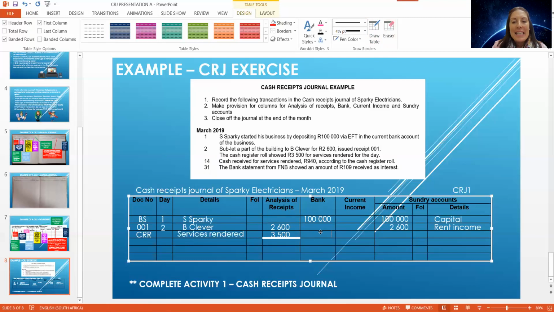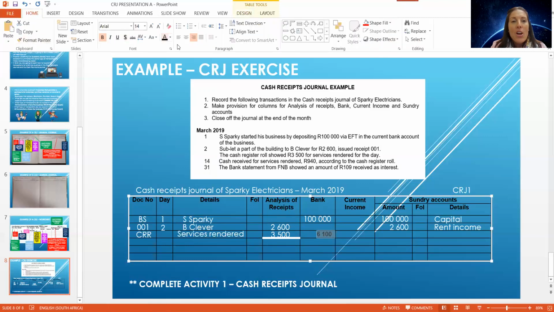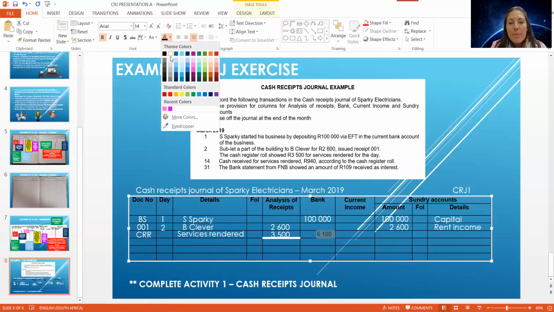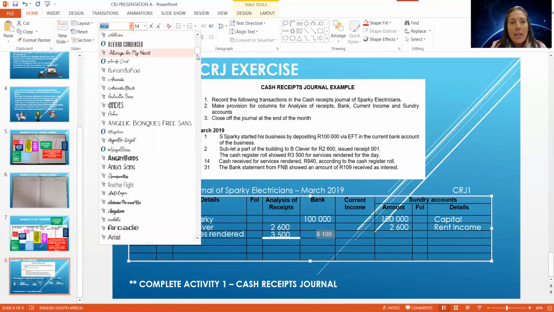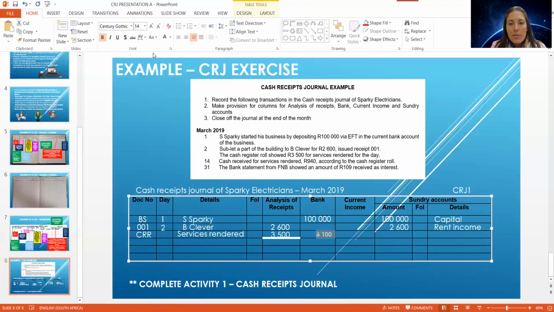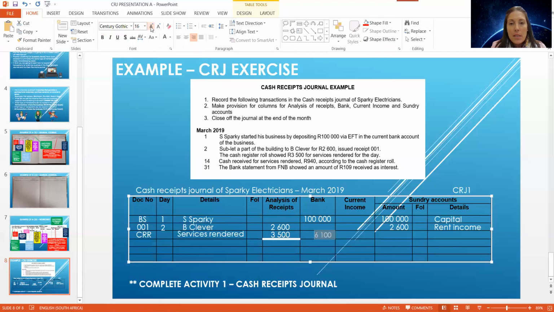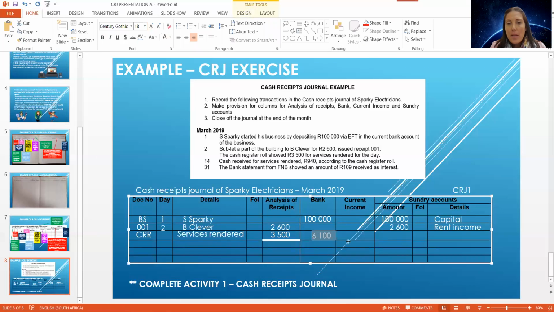Now that 6,100 we take to the bank on the last line for that transaction. So in line with the 3,500, just want to see if I can more or less get it the same size. Okay, so 2,600 plus 3,500, that gives us the 6,100, and that is what we are then taking to the bank at the end of the day.